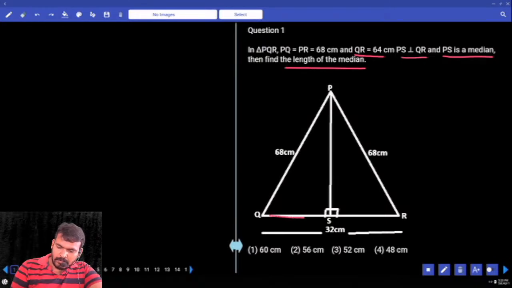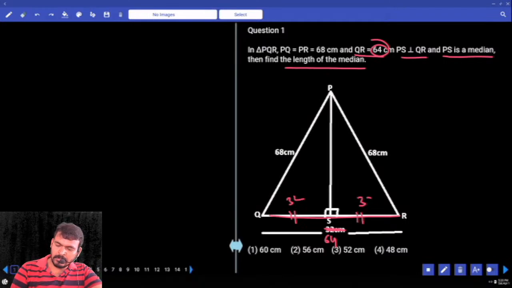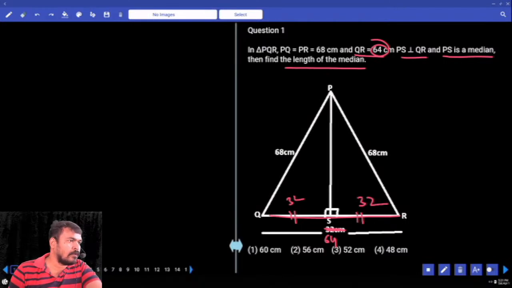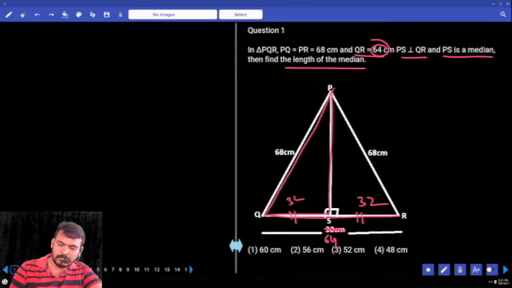What is the total QR value? 64. It is not 32, it is 64. Means QS is how much? 32. SR also 32. And here PSQ is a right angle triangle. In that QS is how much? 32. PQ value 68. Obviously we will get the PS value. That PS is the length of the median.